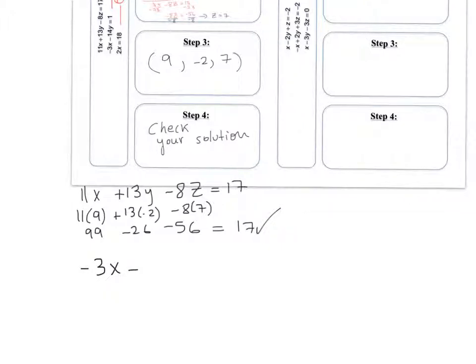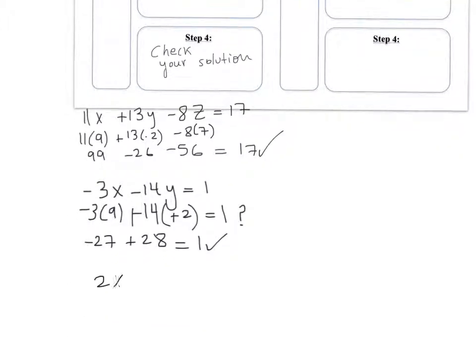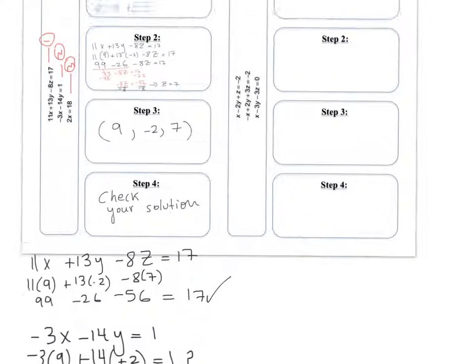Now go ahead and plug your values also in the second equation. Negative 3x minus 14y equals 1. So negative 3 times 9 minus 14 times negative 2. And check, is this going to give you 1? And the answer is correct, yes. Because negative 3 times 9 is negative 27. Plus 28, because negative times negative is a positive, and that's going to give me 1. Now let's go ahead and check in the third equation. So I just found x to be 9. So 2 times 9 is 18. So yes, it is correct. So remember, always double check your solution by plugging it in.